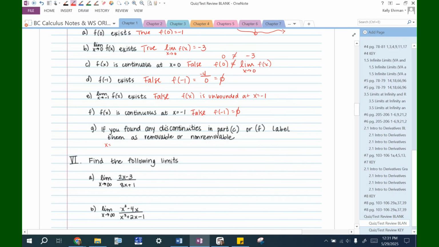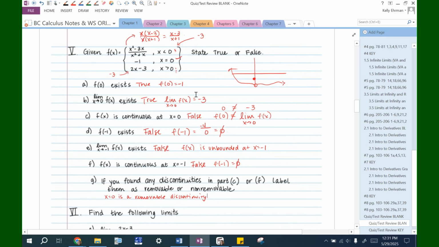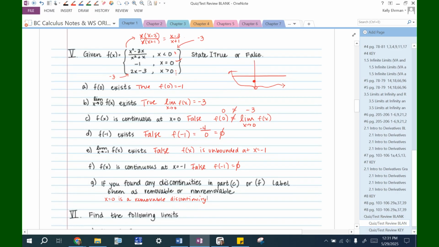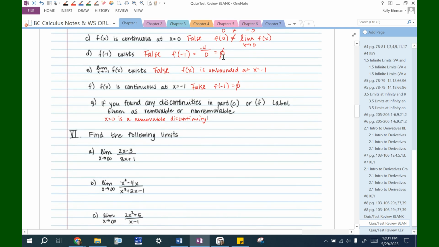So x equals 0 is a removable discontinuity. The other discontinuity was at -1. We said in this first piece, even after you simplify this, there's a hole at 0, okay, but then there's this vertical asymptote here. So vertical asymptotes are non-removable. So x equals -1 is a non-removable discontinuity.